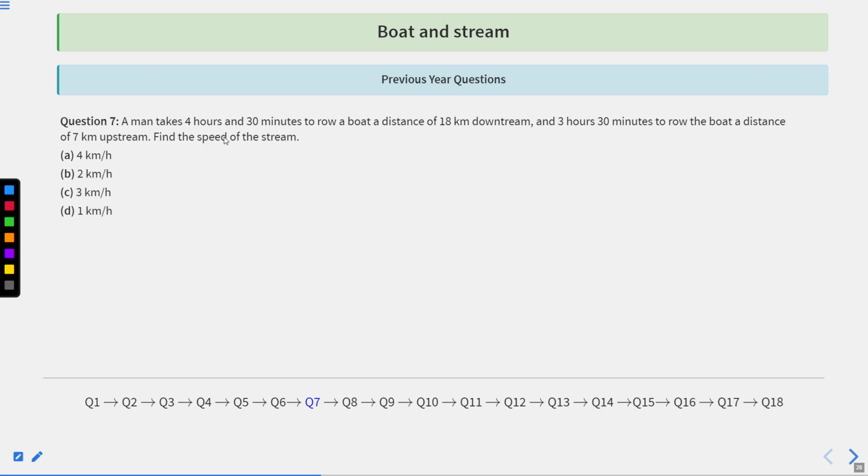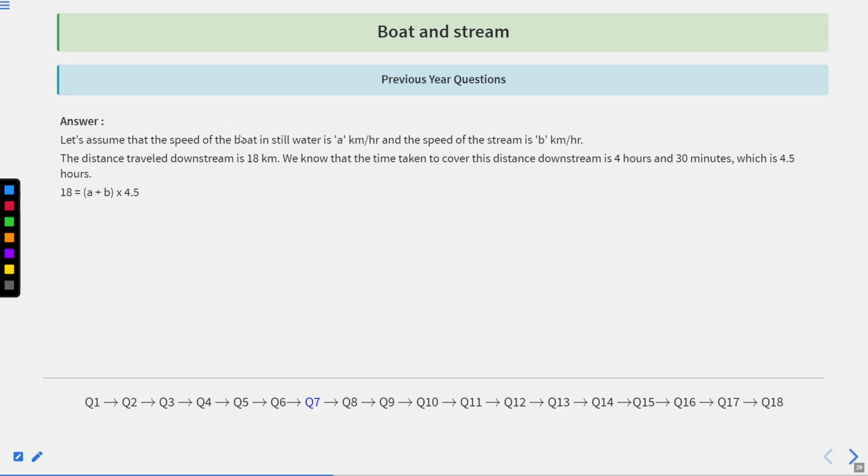A man takes 4 hours and 30 minutes to row a boat a distance of 18 km downstream and 3 hours 30 minutes to row the boat a distance of 7 km upstream. Find the speed of the stream. Let's assume that the speed of the boat in still water is a km per hour and the speed of the stream is b km per hour.